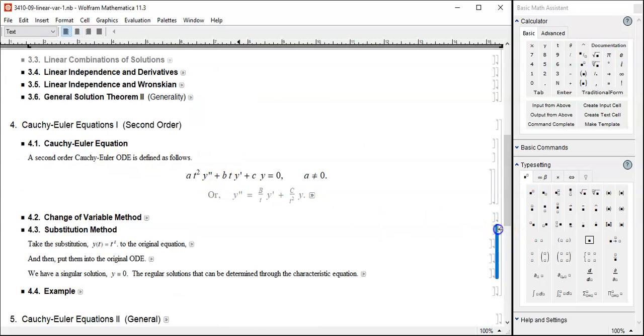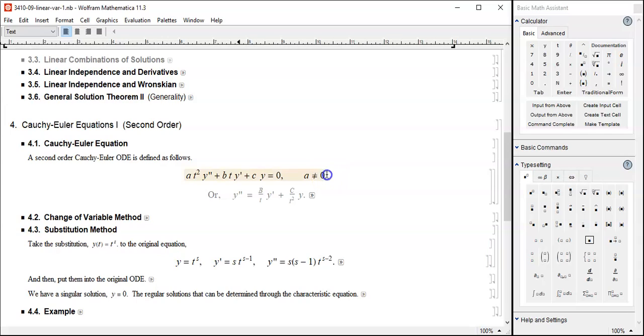So how does it work? Take the substitution y equals t to the s power and then plug it in. So y is t to the s power, and y prime is s times t to the s minus 1 power, while y double prime is that. And then plug those into this original ODE.